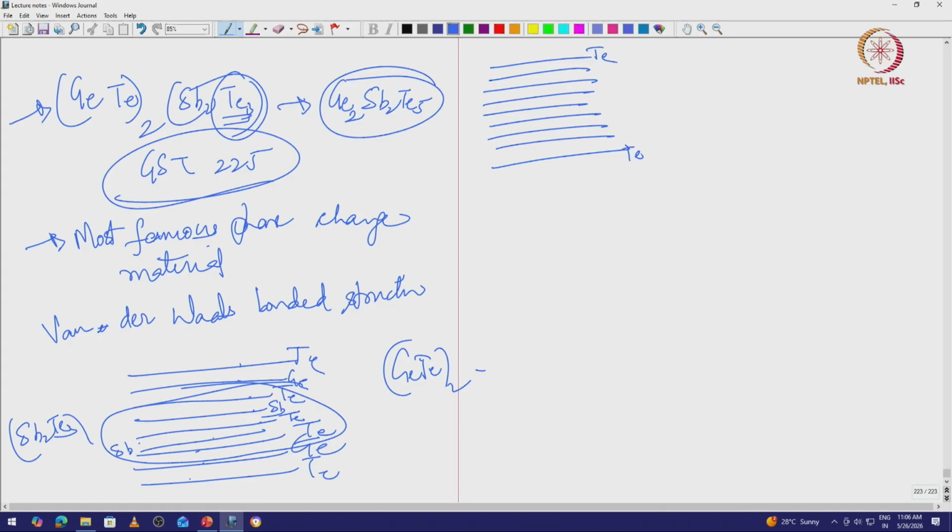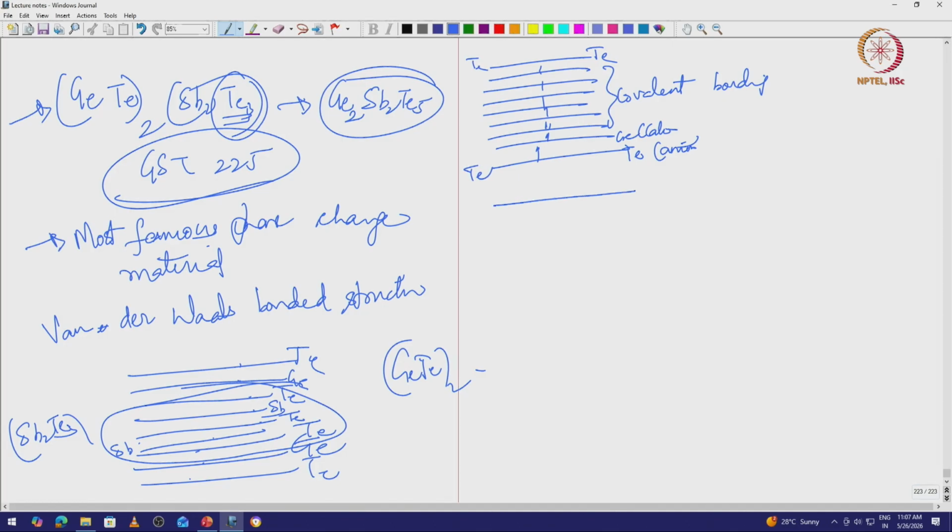So, here tellurium is an anion, right, germanium is a cation. So, I have a nice cation anion bonding, right. So, this is more or less covalent bonding with some ionicity. Okay. Actually, nowadays people are calling it what is called metavalent bonding, but anyway, let us not go into details of that. And this is the tellurium, this is the tellurium.